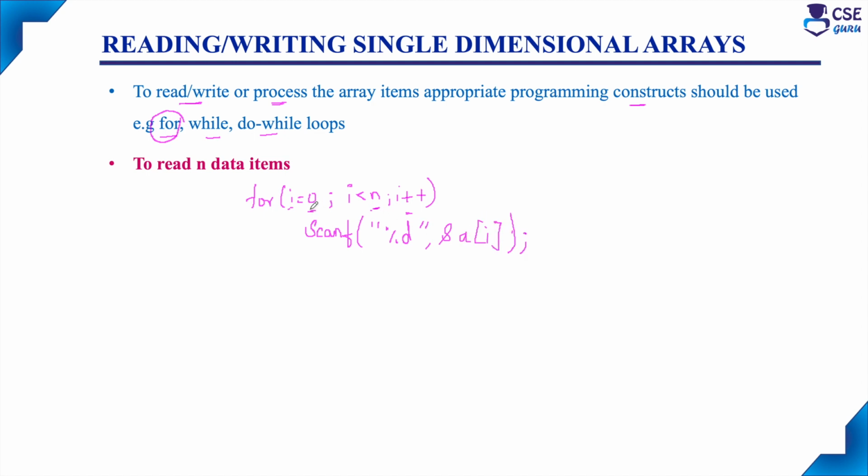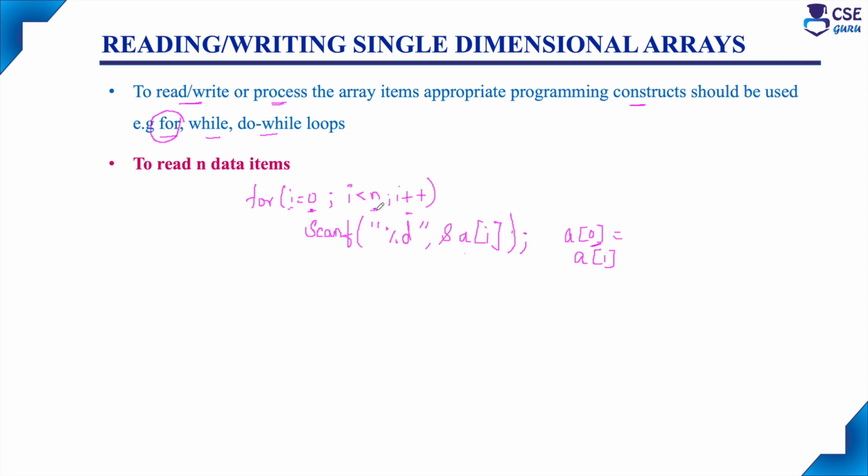Here the initial value is 0, and if the condition is true, that is 0 less than the n value, where n is the maximum array size, then it will accept the input from the keyboard. In the first iteration, we give the value for a of 0, and in the second iteration, a of 1. Likewise, in each iteration, it will accept the value starting from the 0th location according to the value of n.